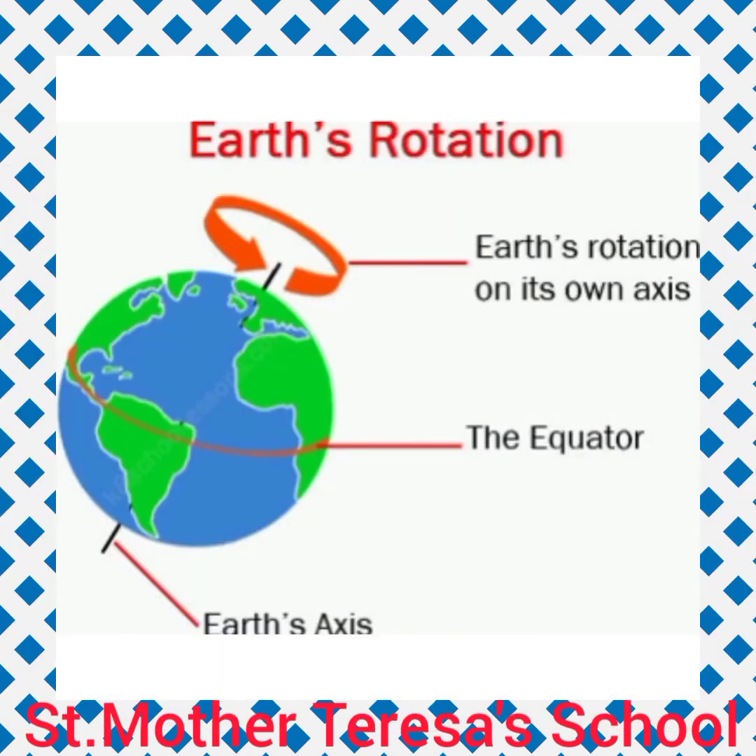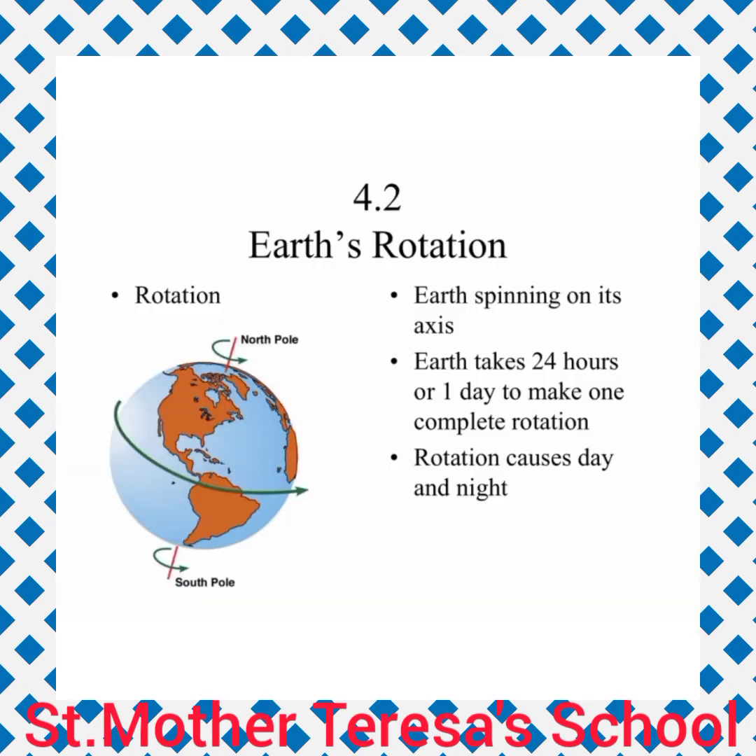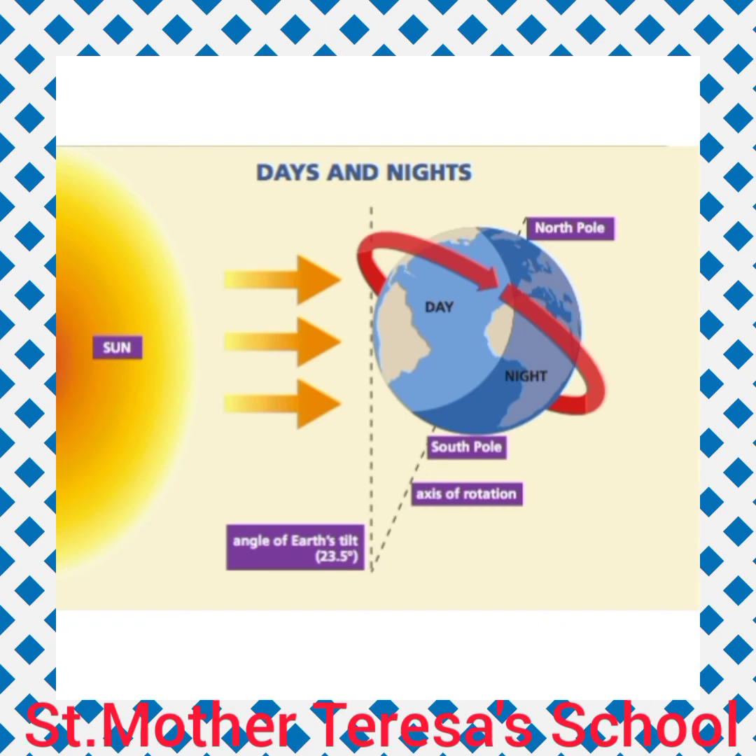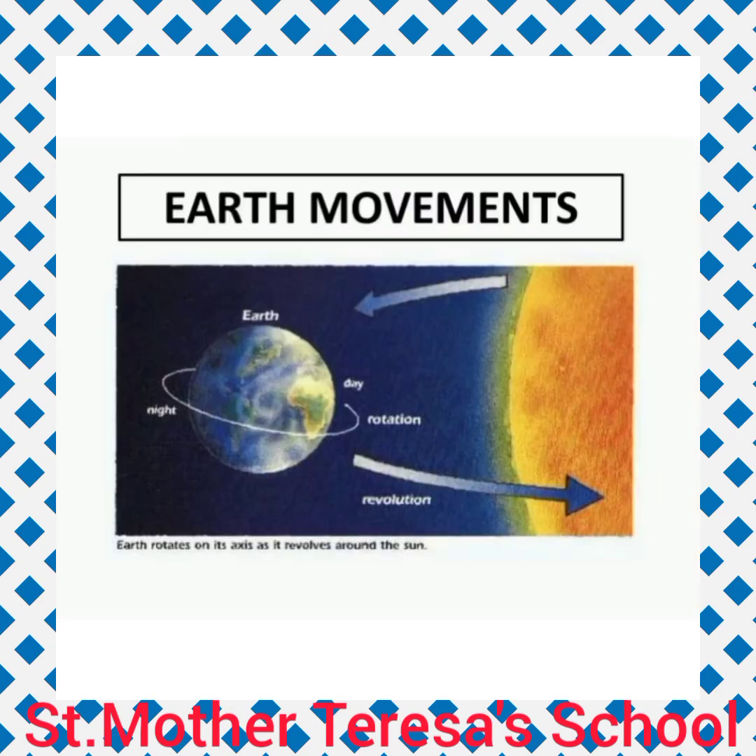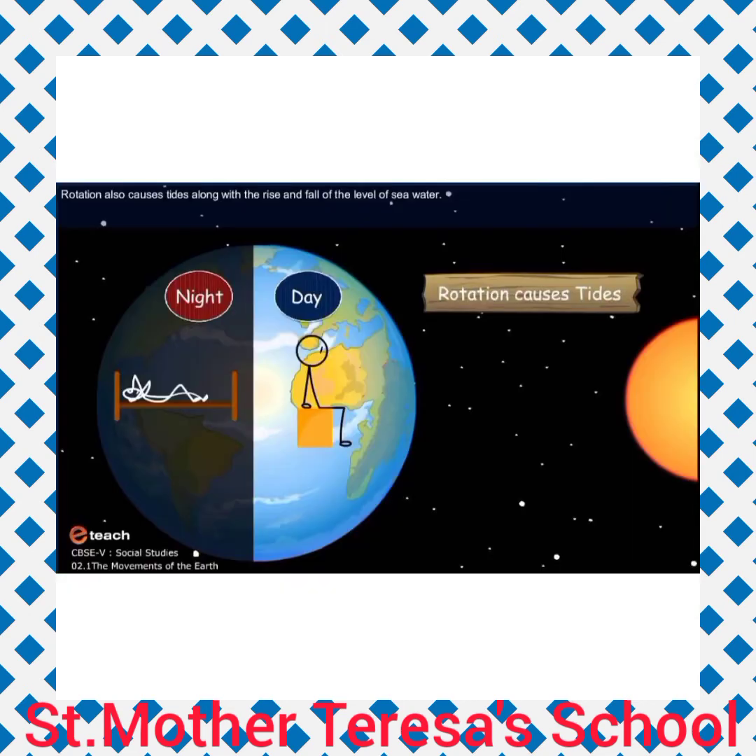Rotation is the movement of the earth about its axis, which is tilted at an angle of 23.5 to the plane of the orbit. The rotation of the earth on its axis causes the occurrence of day and night. It takes the earth 24 hours to complete one rotation. The movement of the earth is from west to east. Therefore, the part facing the sun has daytime while the other side experiences night.